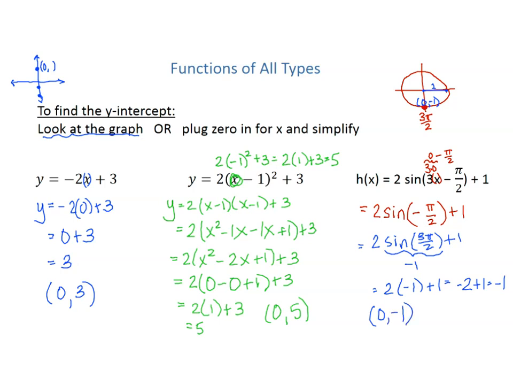Now, you're probably thinking, wait, that's what we saw on the graph. Exactly. So if I could just visualize, and I see that at 3 pi over 2, I'm at the y-intercept, and it's at -1, then I don't really have to go through plugging it in, because remember, we have two methods. We can either look at the graph or plug 0 in for x and simplify. So if I can get it just from the graph, this is the y-intercept, then I can just be done.